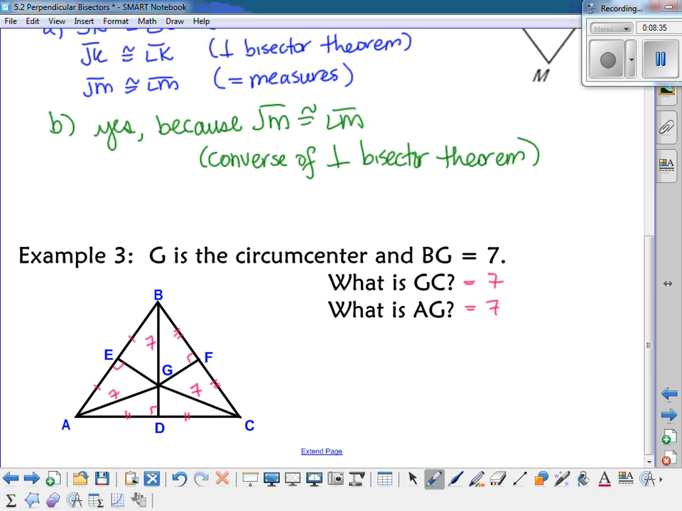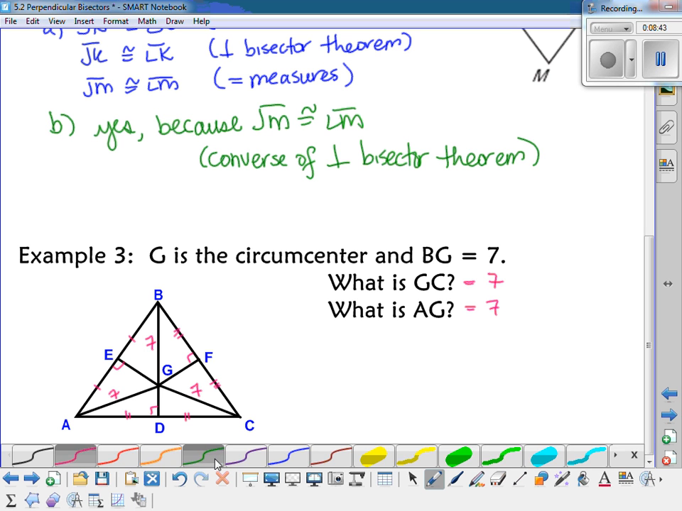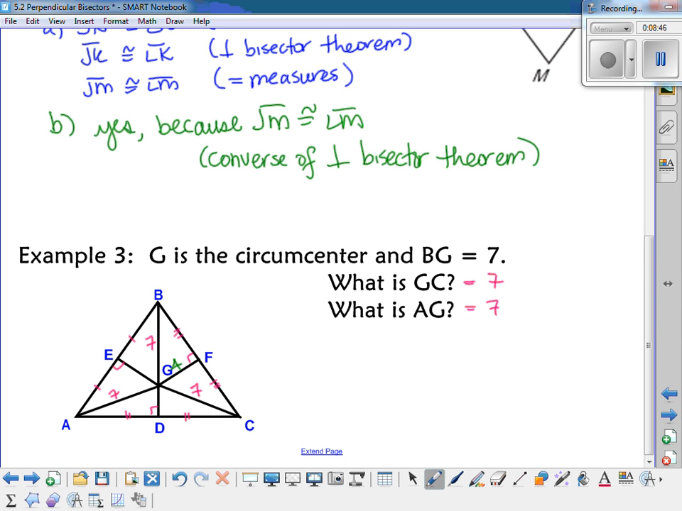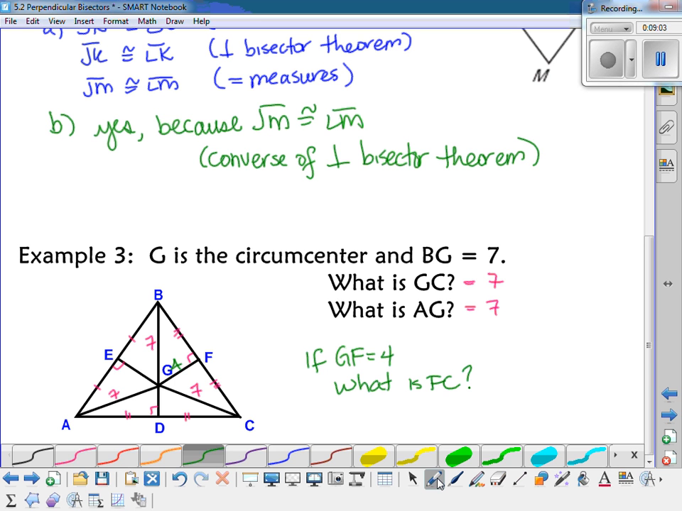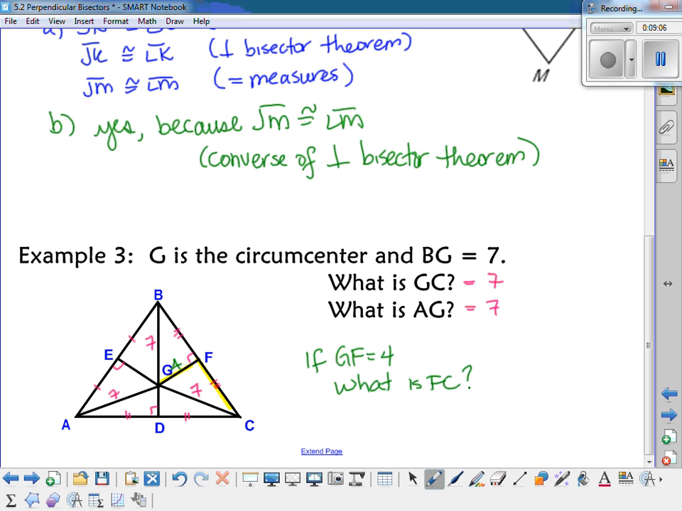So if I were to tell you that GF was equal to 4, would I be able to find the length of FC? Well, because these are perpendicular bisectors, I have right triangles. And whenever I have a right triangle, I can find a missing side using the Pythagorean theorem. So yes, you could find the length of FC.